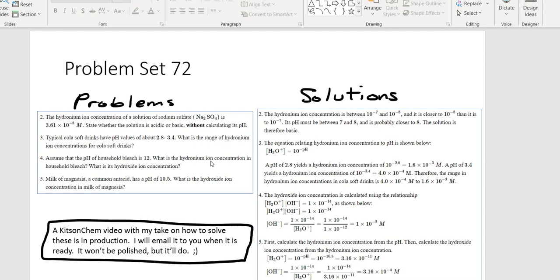That's the H3O plus. So if you rearrange this equation to solve, you can obviously get the hydronium ion concentration, and you can get the hydroxide ion concentration. So I'm going to show you how to do it this way, and then I'm going to show you the tricks of the trade. So let's get to it.